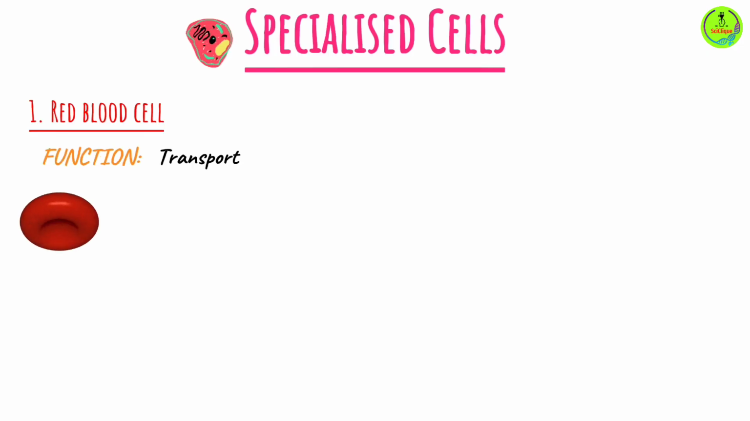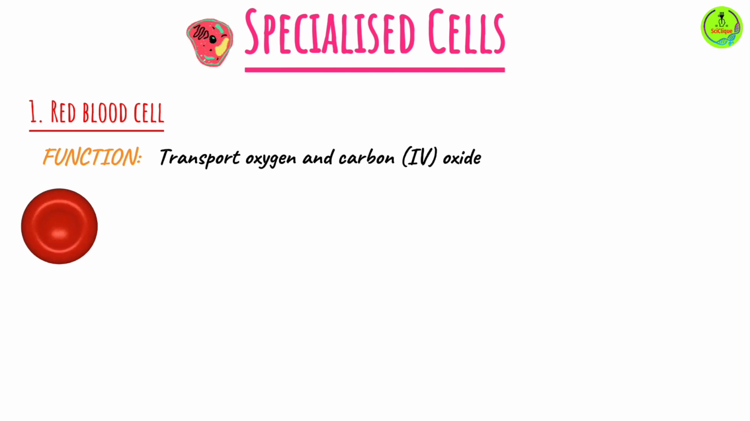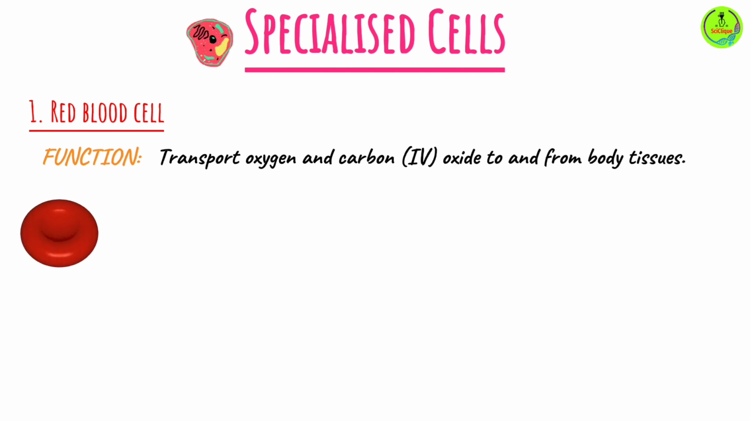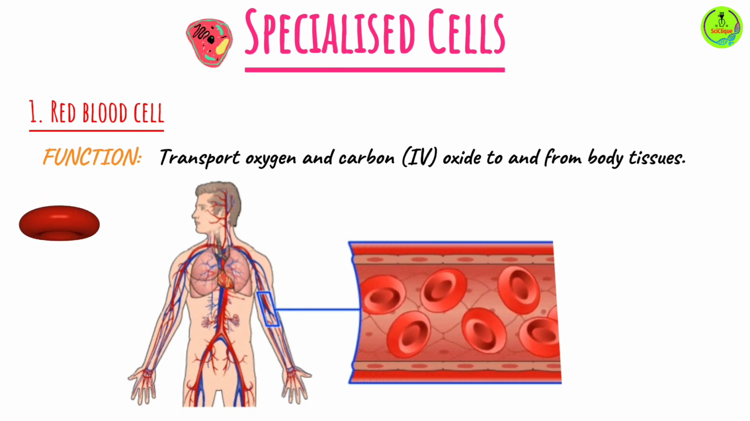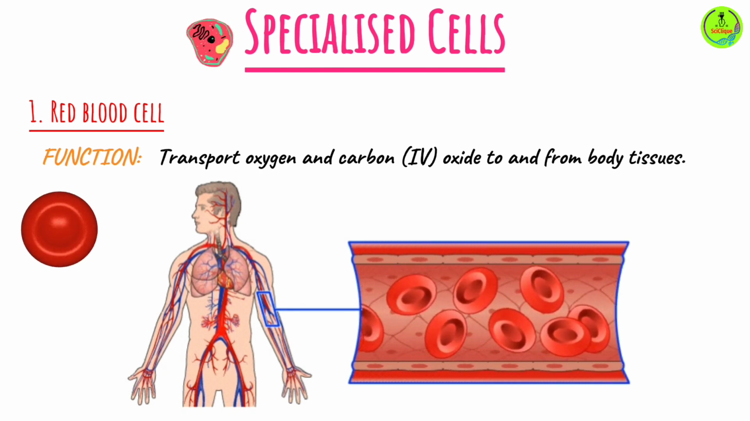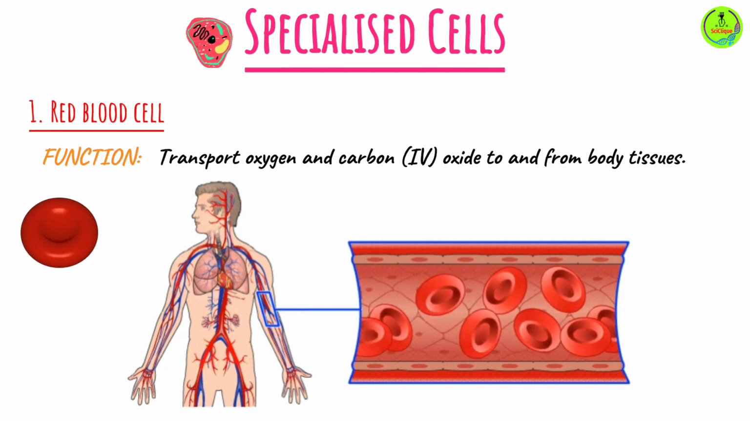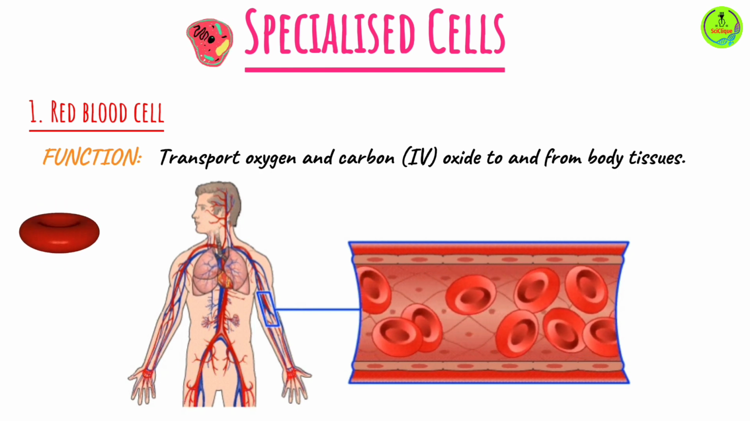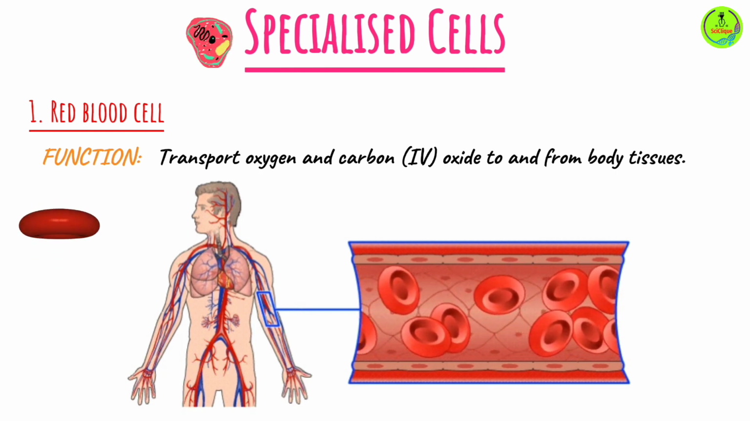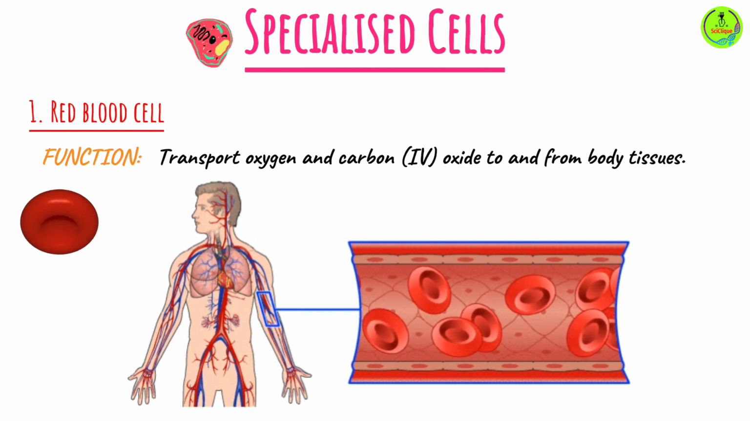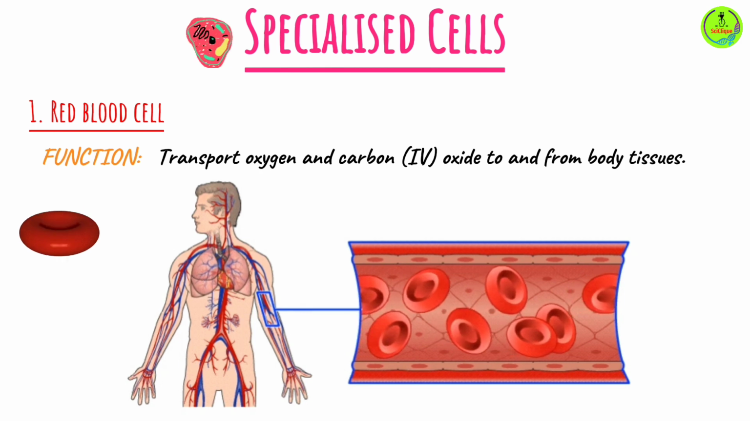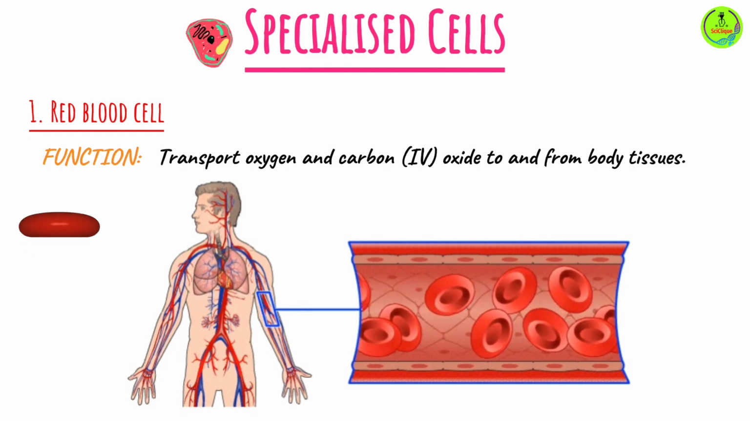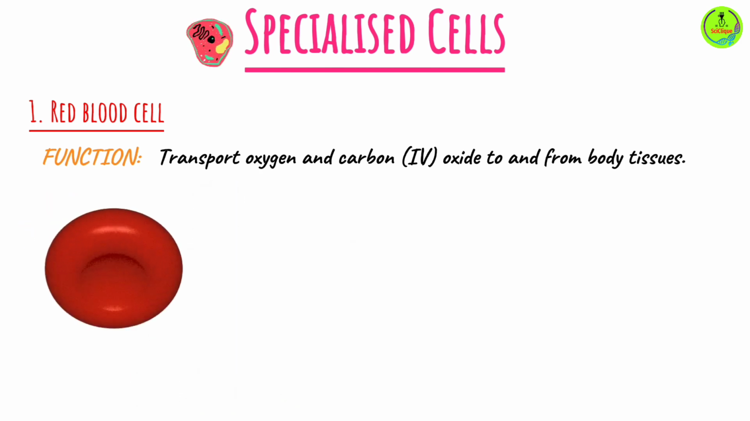Red blood cells transport oxygen and carbon dioxide to and from body tissues. This simply means that they transport oxygen from the lungs to the body tissues and take away carbon dioxide from the body tissues to the lungs for removal. As such, red blood cells will need to have a specific structure that will enable them to perform this function efficiently. Number one has to do with its shape.